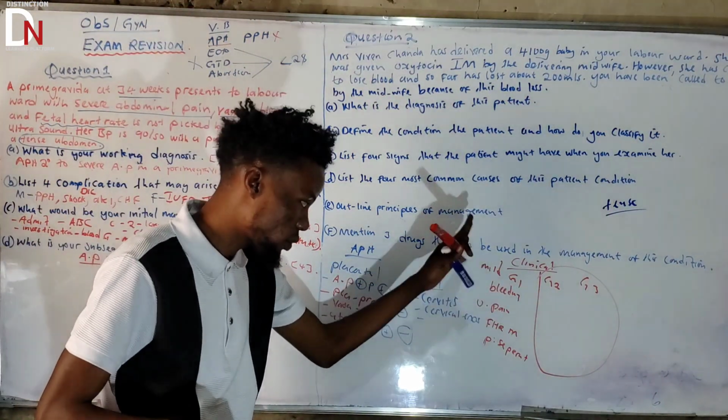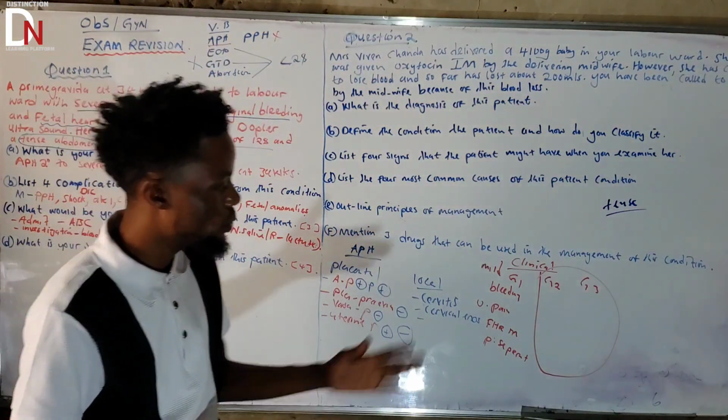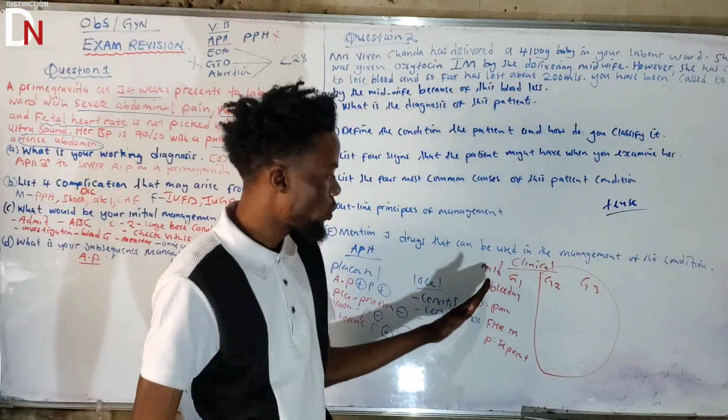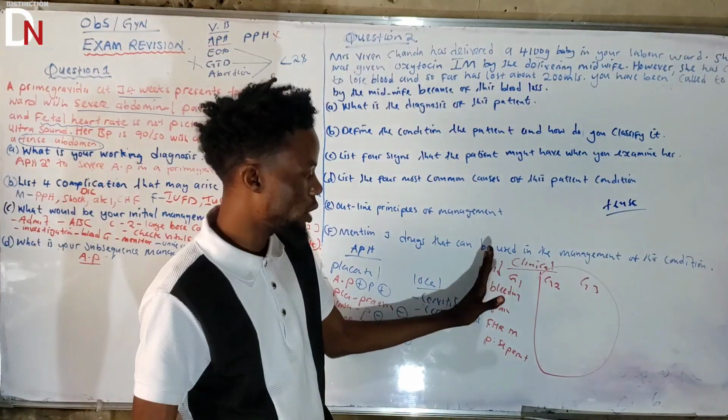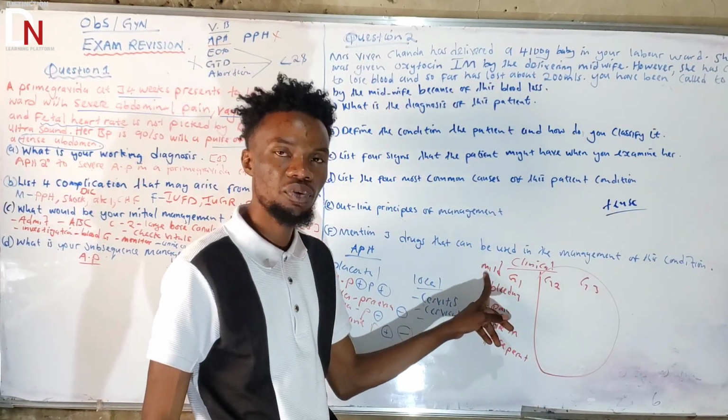G1, which is grade 1, is going to be treated in a different way. So G1 is not that severe, okay? So I'll talk about G1 from here, so make sure that you pay attention. For mild or grade 1 abruptio placenta, how can you treat that one?